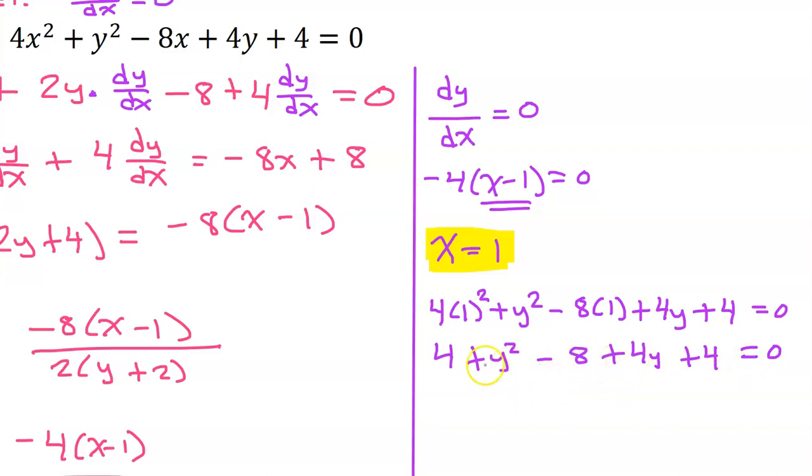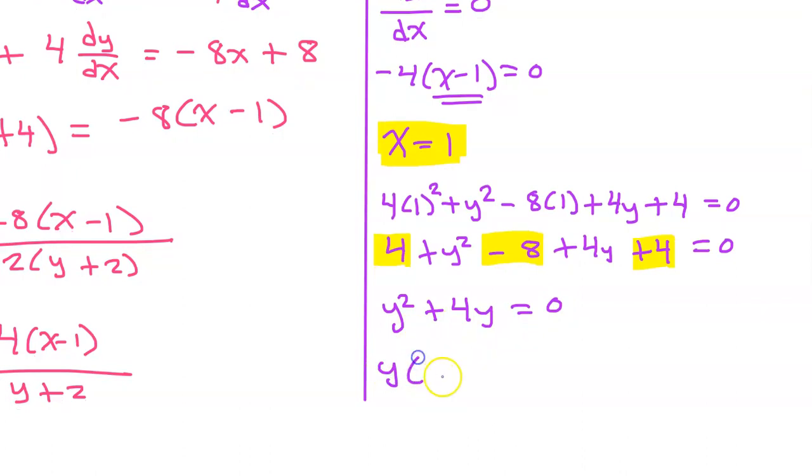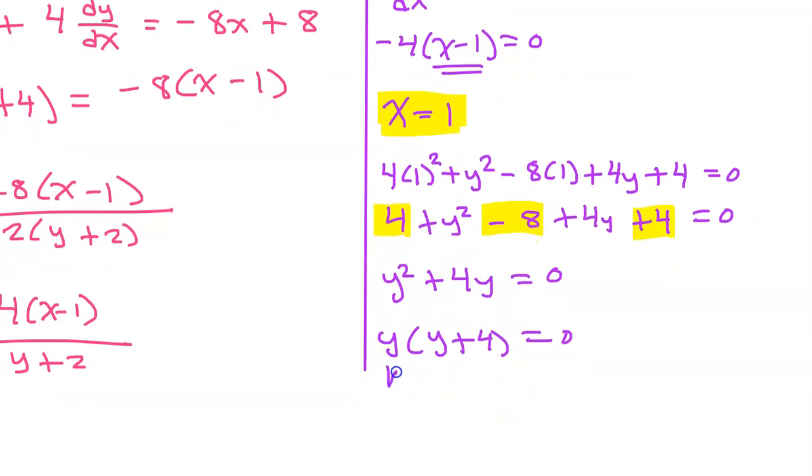Combining like terms, if you notice, we have a 4 and a 4, so that's 8. But then we have a negative 8. So these three cancel each other out. So I'm going to end up with just y squared plus 4y is equal to 0. Let's solve this by factoring. We can factor out a GCF of y, so that leaves y times y plus 4. Using the zero product property, from this first factor, we have y equals 0. And then from the second factor, we have y equals negative 4.